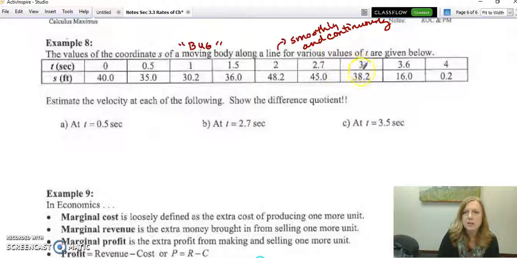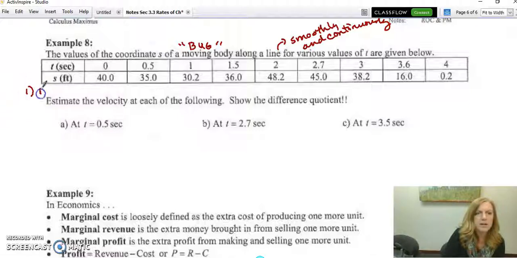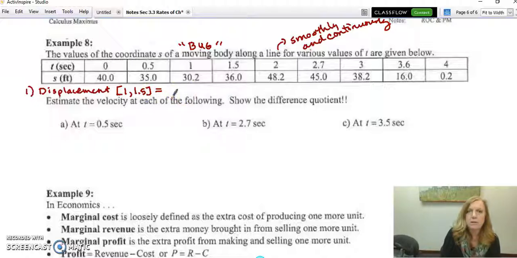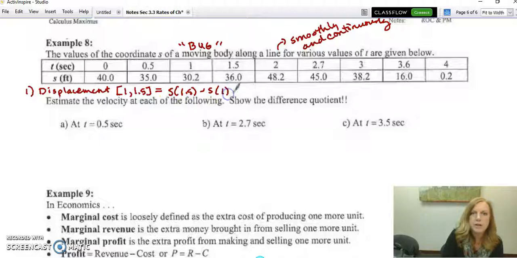And the other thing that I want to add in is I want to do a couple of different things for this. The first thing I'm going to add is that I would like to first talk about displacement. How do I use the table to calculate that? Let's do displacement from 1 to 1.5. So that problem, and again, it's knowing what displacement is, that displacement is your change in position. So it's the position at 1.5 minus your position at 1. Your only difference is you're using the table to get that.